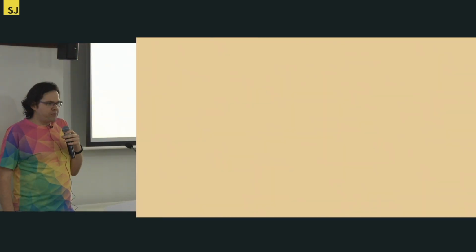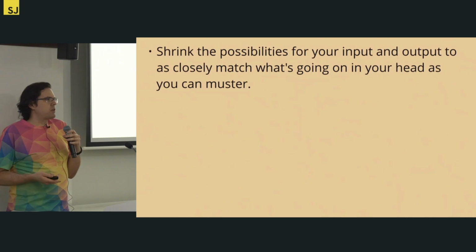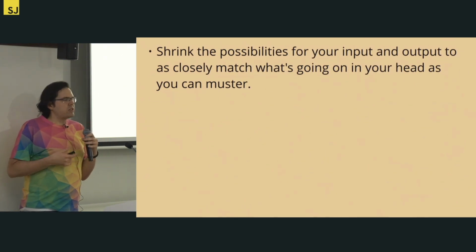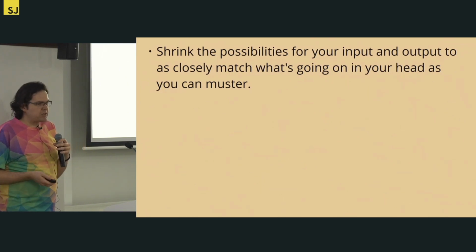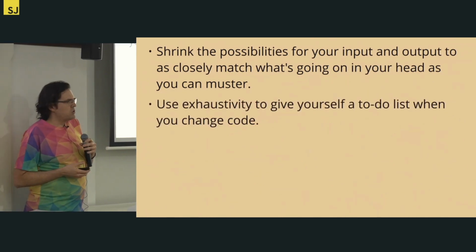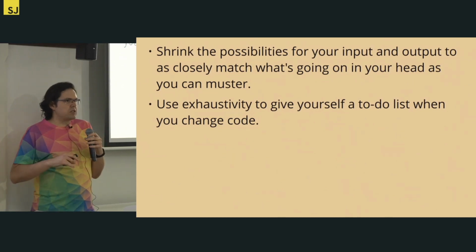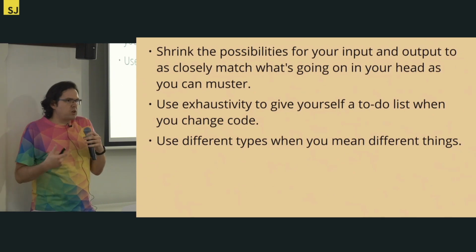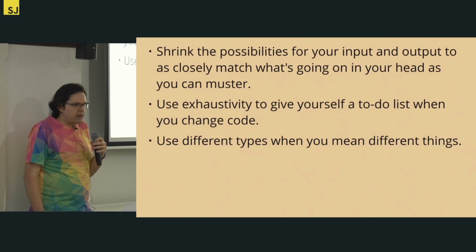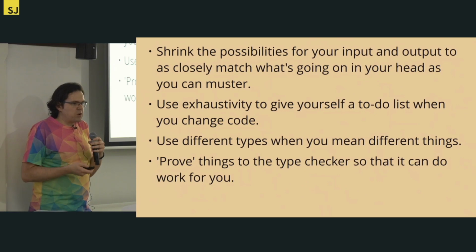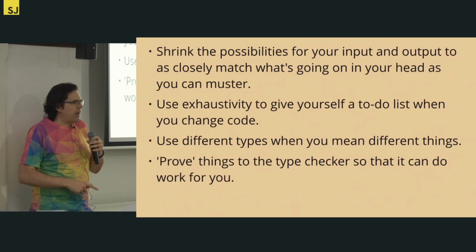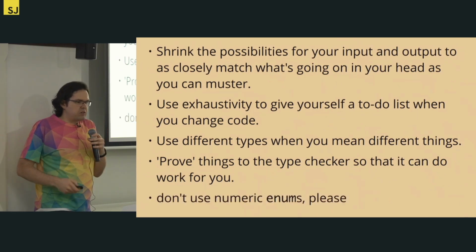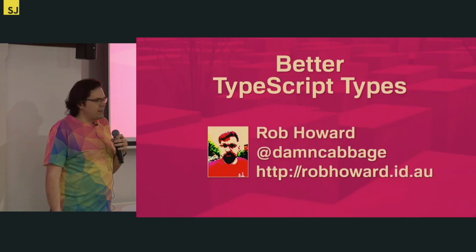Cool, wrapping it up. Shrink the possibilities for input and output so they match as closely as you can muster what is going on in your head. Use exhaustiveness checking to give yourself a to-do list of stuff to change when you update union types. Use different types when you mean different things. Try to differentiate your types so that TypeScript can have your back. Prove things to the type checker so it can do the work for you, as opposed to just casting things to any or directly to a type and hoping to God it works. And please don't use numeric enums. Thank you very much.